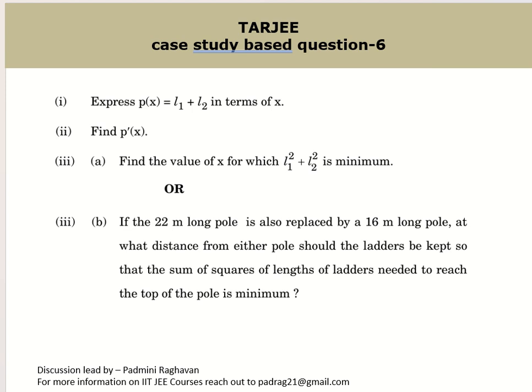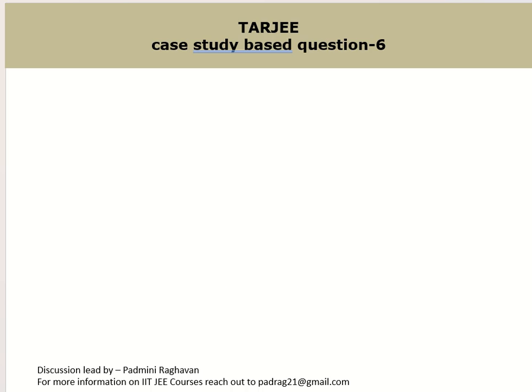Express P(x) = L1 + L2 in terms of x. Find P'(x). Find x for which L1 square plus L2 square is minimum. Let's try to understand the question. Let's try to draw the diagram once again.